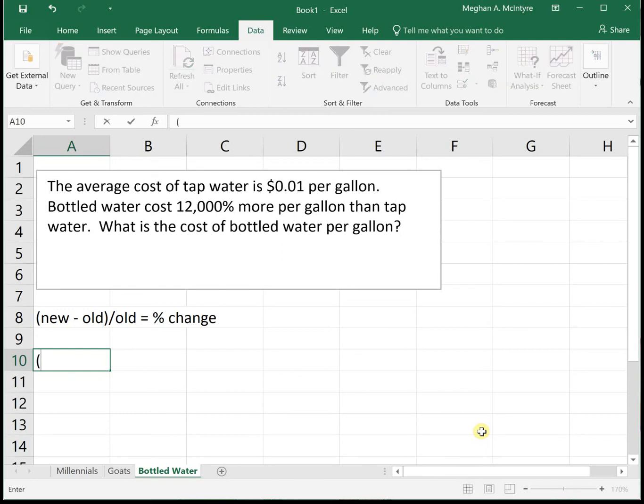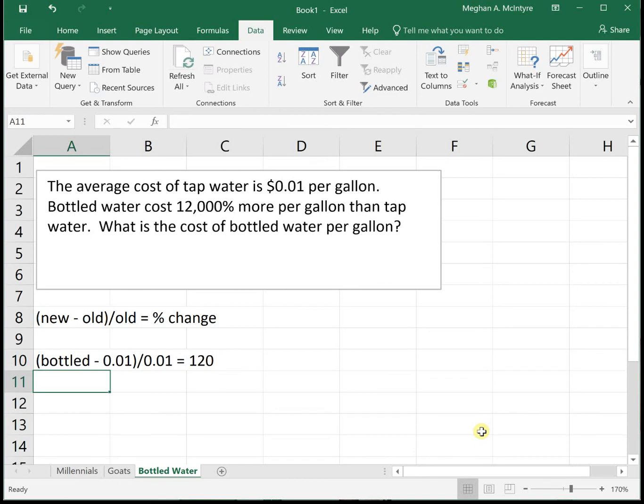So we could set this one up saying that our bottled water cost, which we don't know, minus the cost per gallon of our tap water divided by the old cost, which is the cost per gallon of our tap water, is equal to our percent change. And here's where you've got to be careful because you've still got to move that decimal place two spots to the left. So 12,000%, if we move it two spots to the left, is going to become 120. Probably the tricky part of this problem. So again, we have an algebra equation we've got to solve.